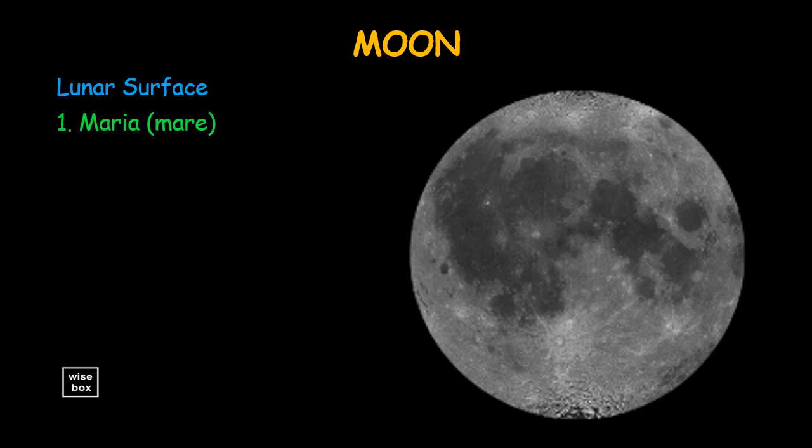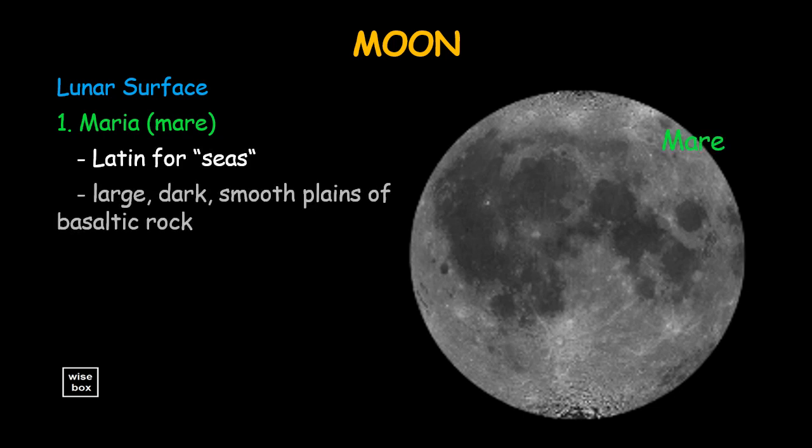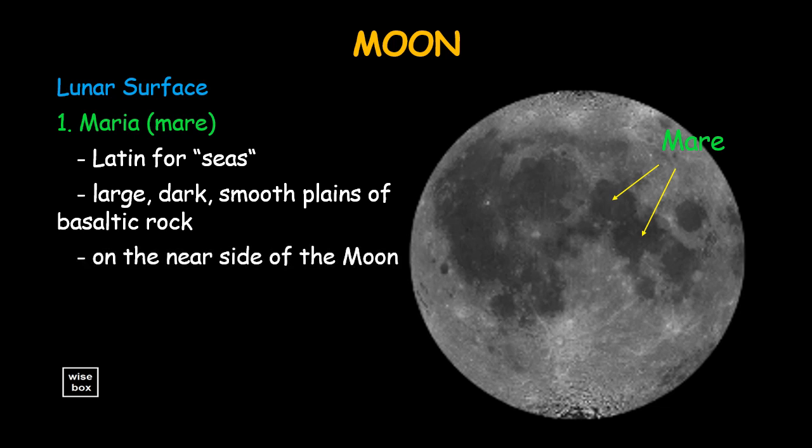The Mare, Latin for seas, are large, dark, smooth plains of basaltic rock, created by ancient volcanic eruptions. Despite their name, these areas are not bodies of water, but vast solidified lava flows. The Mare are primarily located on the near side of the Moon, covering about 16% of its surface. Their smooth, relatively flat appearance contrasts with the rugged terrain of the Highlands. Examples include Mare Imbrium, and Mare Tranquillitatis, where Apollo 11 landed in 1969.